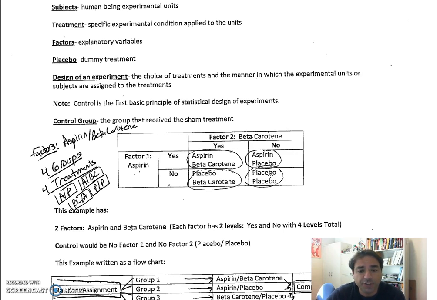Just to review, we have 2 factors. Each factor has 2 levels. For this experiment, we're going to need 1, 2, 3, 4 groups, because we have 4 treatments. Treatments are specifically what each group gets. So our 4 treatments are aspirin beta-carotene, aspirin placebo, placebo beta-carotene, and placebo placebo. So 2 factors, each with 2 levels, and we need 4 groups because we have 4 treatments. The table helps us figure out what they are.